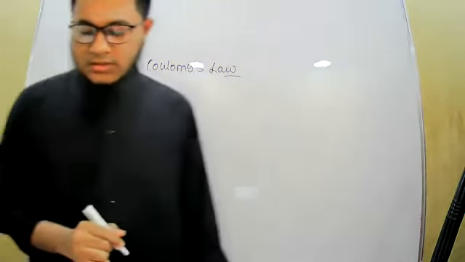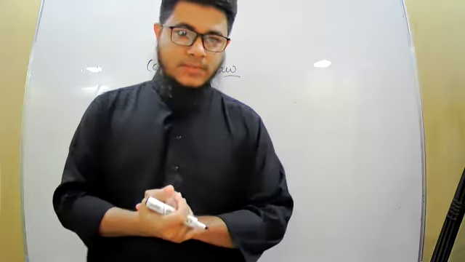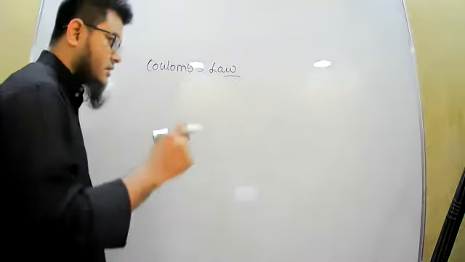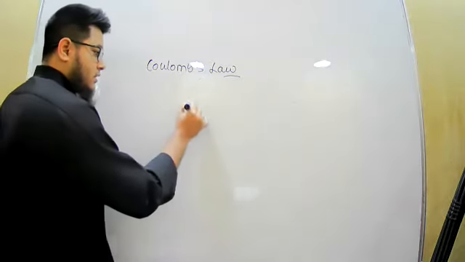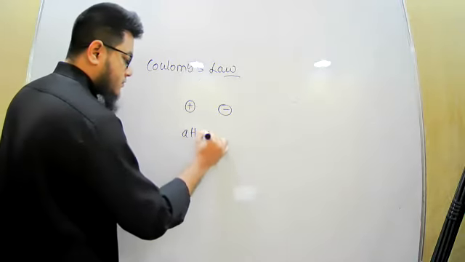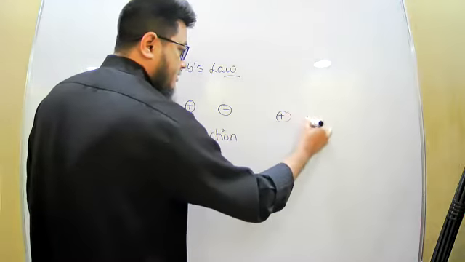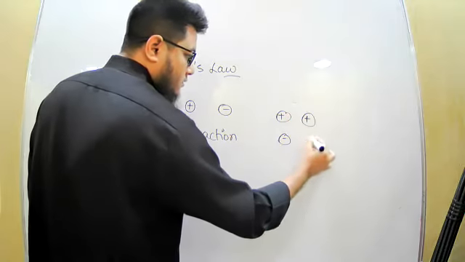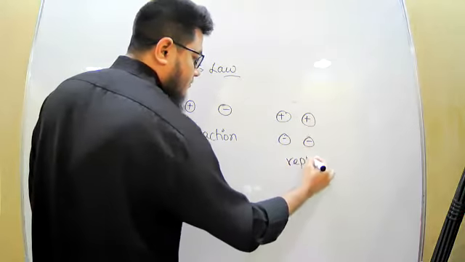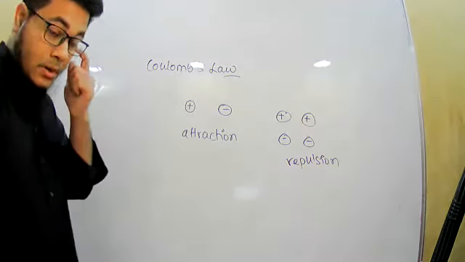Coulomb's law. Now this law is regarding the force between two charges. Okay. Now we already got to know there are two natures of force: one is attraction and one is repulsion. If it is opposite charges, then there will be an attraction force. And if same nature of charge, between them, it will be repulsion. It will be repulsion.